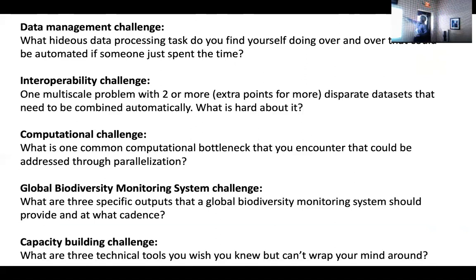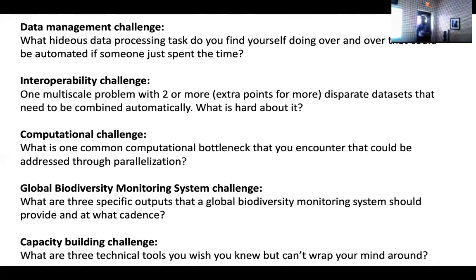So the first one is the data management challenge. What hideous data processing task do you find yourself doing over and over that could be automated if someone just spent the time? This was our driving target when we built our engine: we wanted to reduce the 90% of silly stuff that we're doing, downloading data, reprojecting data, all that data management stuff that kept you from doing science. We wanted to automate it. That's what we built our venture around, and how we measured our success: how many silly hideous data processing tasks can just be handled. So that's the first one.